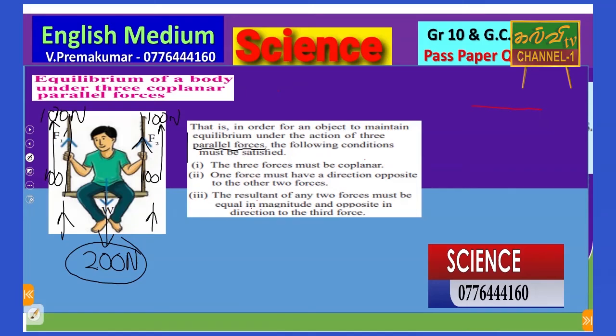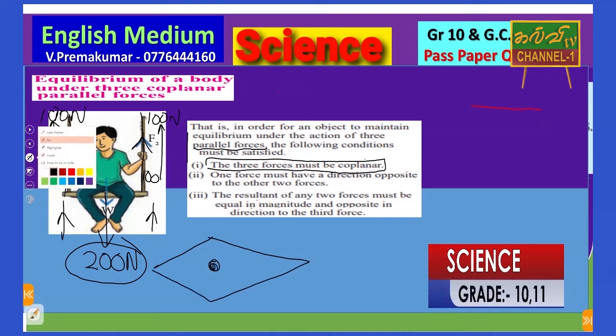the following conditions must be satisfied. What must be satisfied? Three forces must be coplanar. Coplanar means they are in one surface, like this, if it is an object or ring. Here we can use this, this and this, all are in the same surface.